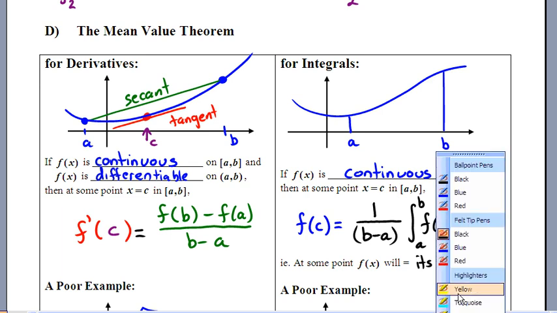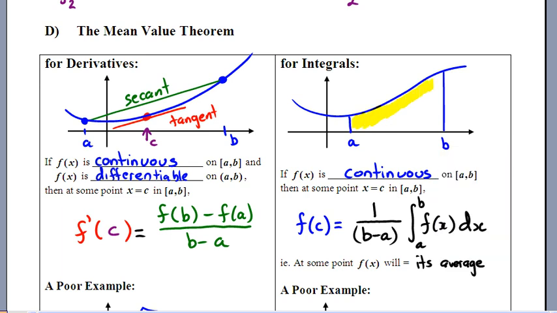So if you were to very carefully find the area underneath this graph, take that yellow area, and divide by the distance from a to b, that's what this 1 over b minus a is doing. If you find that average value, and let's just say it puts you maybe somewhere in here, then at some spot along the way, this graph is going to hit its average at least once at some c value. It doesn't tell you how to find that c, it just says it's going to happen at least once. The graph has to be continuous though for that to be true.